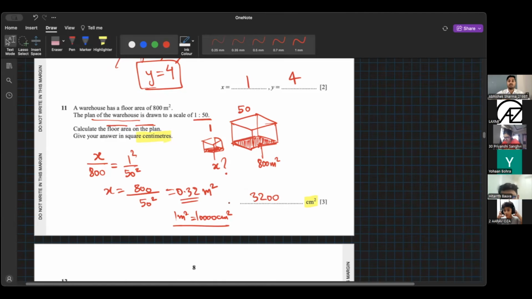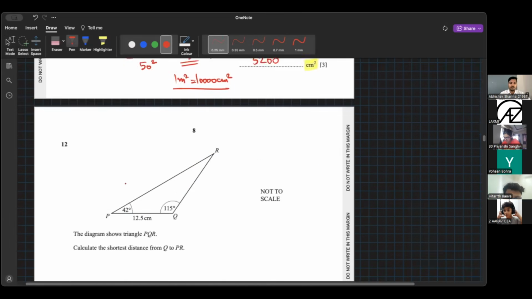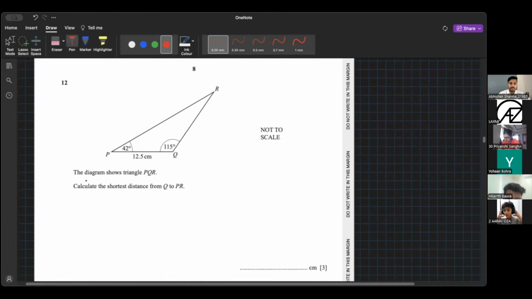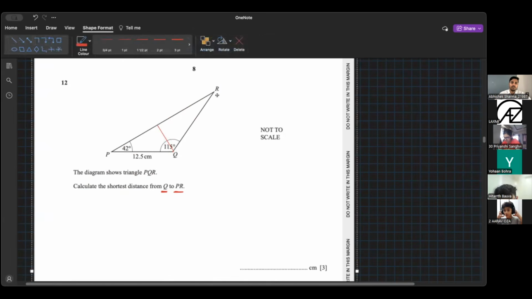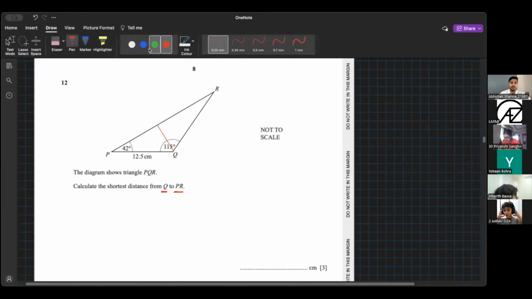Clear? Moving on to question number 12 now. It says the diagram shows triangle PQR. Calculate the shortest distance from Q to PR, from point Q to the line PR. So the shortest distance is always the perpendicular distance. So we'll draw a perpendicular line on the line PR and we'll mark it as 90 degrees. And let's say this is point N.